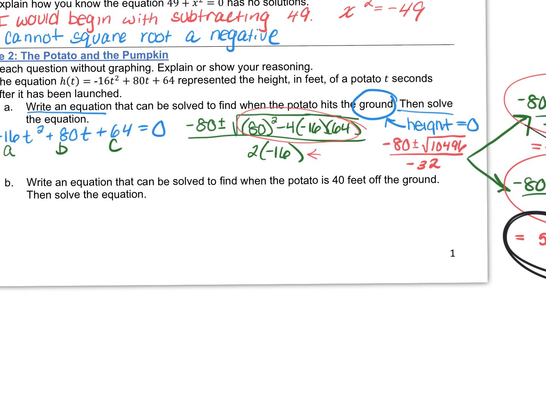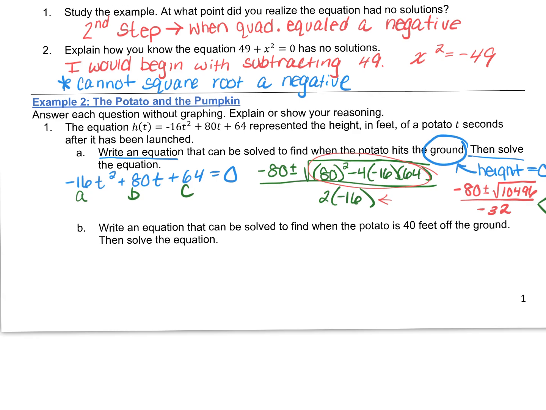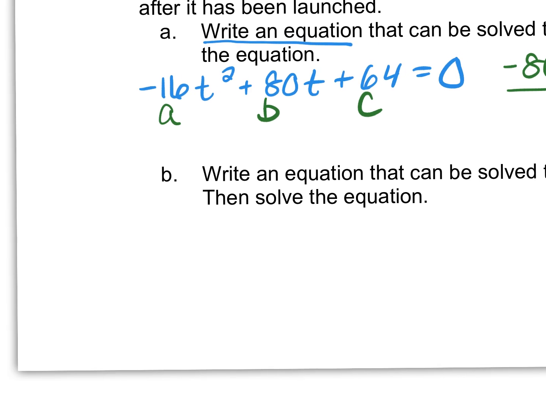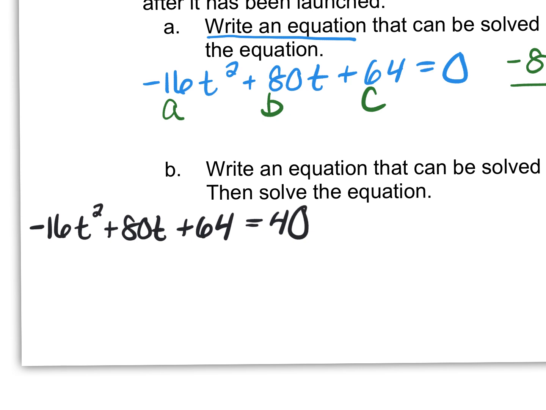So let's look at another example. In question B, it says, write an equation that could be solved to find when the potato is 40 feet off the ground. Okay, I'm going to zoom in right off the bat to give myself more room here. So if it's going to be 40 feet off the ground, rather than setting my equation equal to 0, because it's not on the ground, it is now going to be set equal to 40.